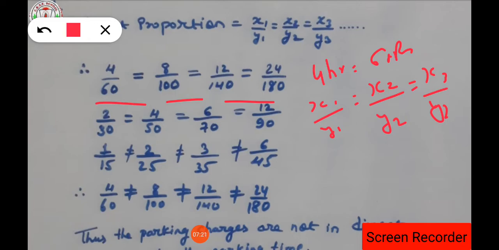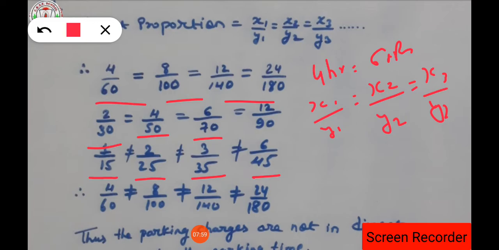When 8 by 40 gets cancelled, we get 2 by 30. When 2 by 30 gets cancelled, we get 1 upon 15. Then 8 upon 100 gets cancelled to 4 upon 50, and by the table of 2 again, we get 2 upon 25. Similarly, 12 upon 140 gets cancelled by 2 to give 6 upon 70, and then 3 upon 35. Then 12 upon 90 gets cancelled, we get 6 upon 45, isn't it?